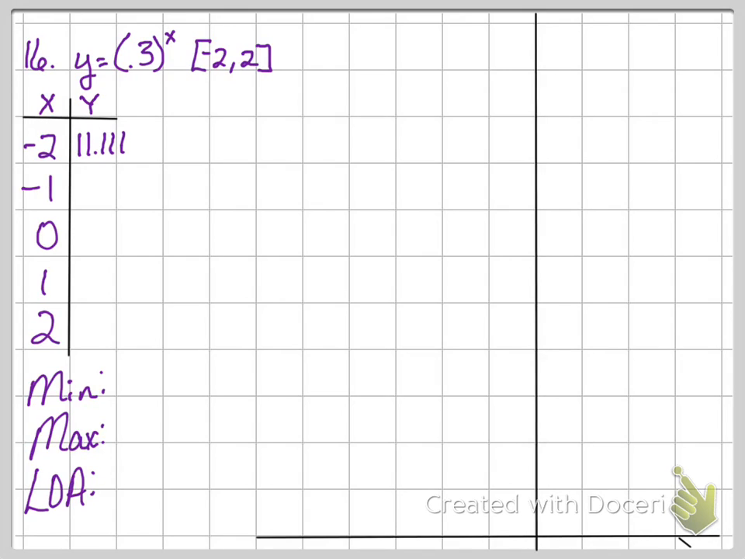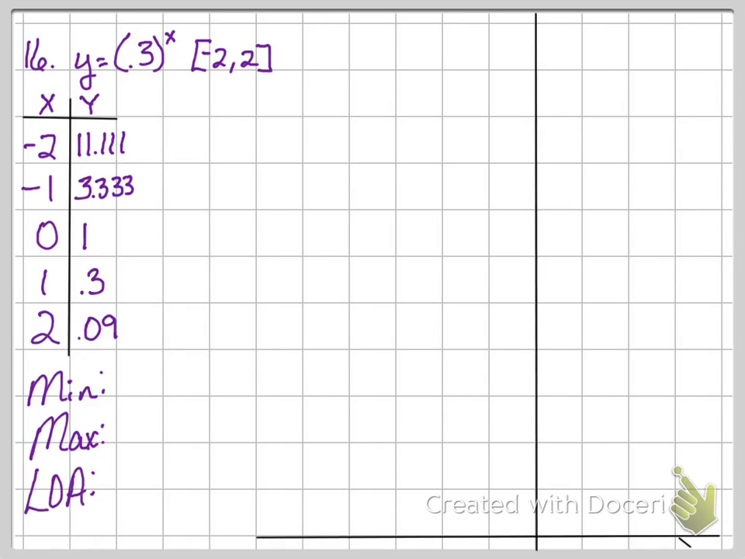11.111. Then 0.3 to the -1 comes out to be 3.333. 0.3 to the 0, as we've said, is 1. 0.3 to the +1 is 0.3. And then 0.3 squared is 0.09. All right, so let's take a look at these. Let's get us some points in here that we can graph.